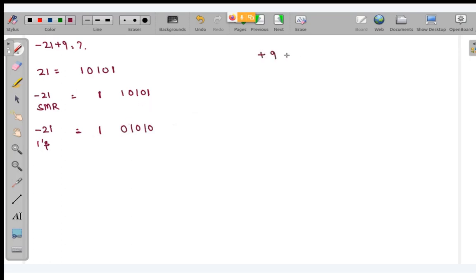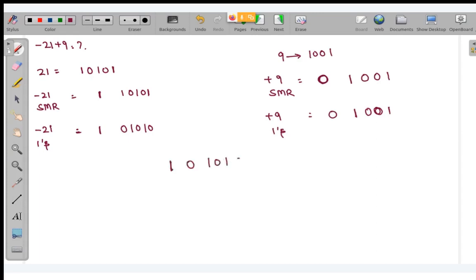Now plus 9 is 1, 0, 0, 1. In sign magnitude representation, plus 9 will be 0, with sign bit 0, then 1, 0, 0, 1. In 1's complement, plus 9 will also be 0, 1, 0, 0, 1. Okay, so now let us add these two. This is 1, 0, 1, 0, 1, 0, and this is 0, 1, 0, 0, 1. This is your sign bit.